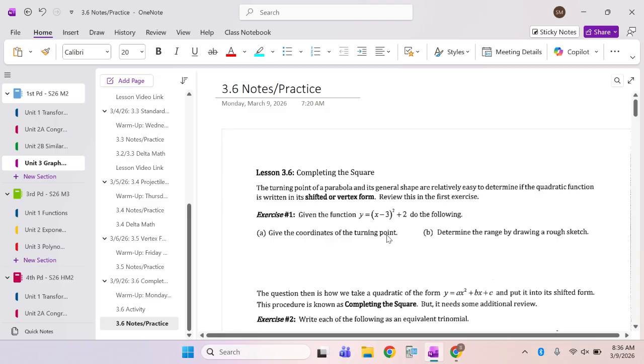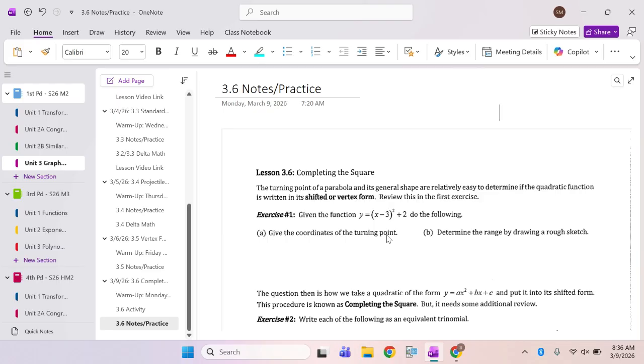To convert from vertex form to standard form. Sorry, backwards. Standard form to vertex form. So the warm-up today, we converted from vertex to standard. Now we're going backwards. And like I said, in order to do that, we actually have to complete the square. So I want to show you a visual of what completing the square actually looks like, because then when we do it mathematically, it'll be a little bit easier.